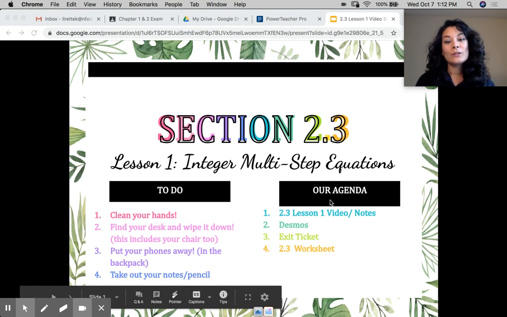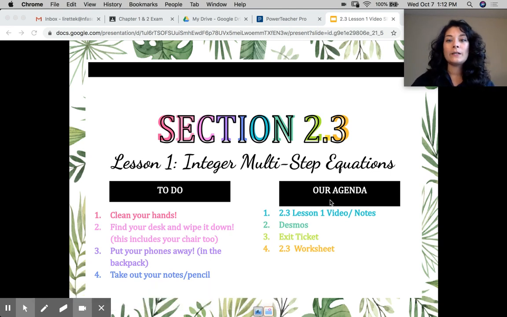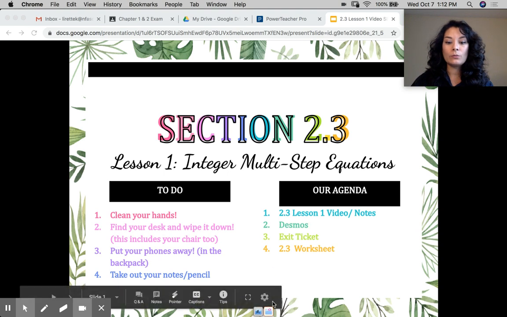Hi everyone. So in this particular lesson, I'm going to be covering section 2.3. I'm going to be breaking this section up into multiple lessons. We're going to be focusing on integers for the equations that we solve today. I'll also show you how to check. So you'll want a notebook and something to write with.